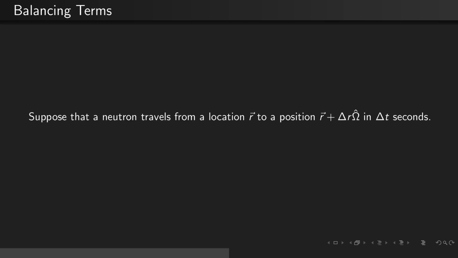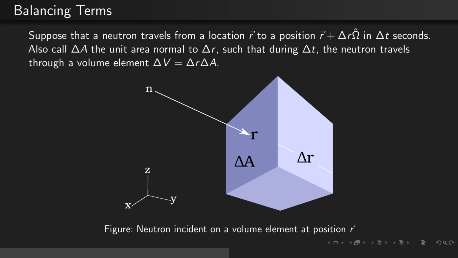Suppose that a neutron travels from a location r to a position r plus delta r omega hat in delta t seconds. Also call delta A the unit area normal to delta r, such that during delta t the neutron travels through a volume element defined by delta r times delta A.